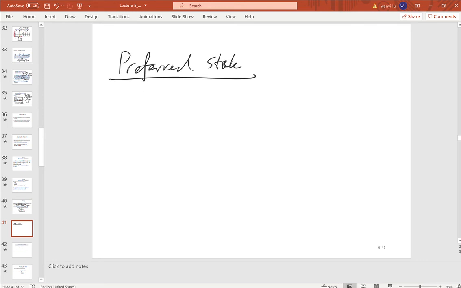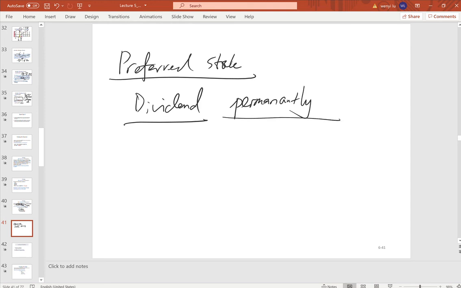Preferred stock will pay what? Pay dividend. And this dividend will be paid what? Permanently. That's very special, right? If the company does not go bankrupt, and if the holder of this preferred stock does not die, we suppose this cash flow will be paid infinitely, right? Infinitely. Let me show you one question.